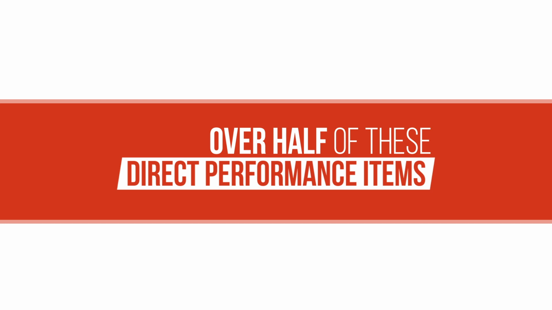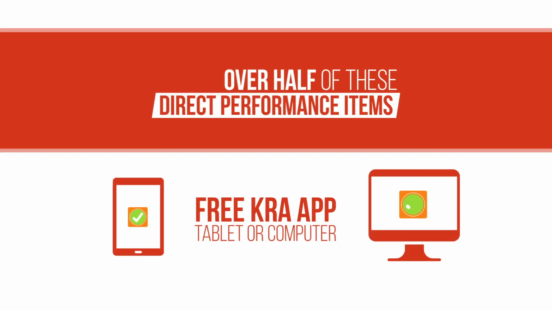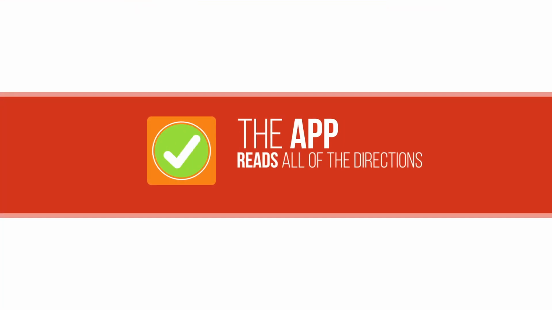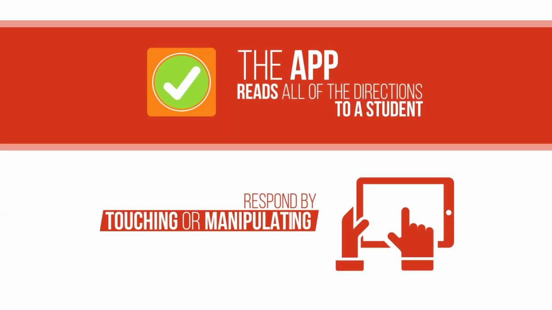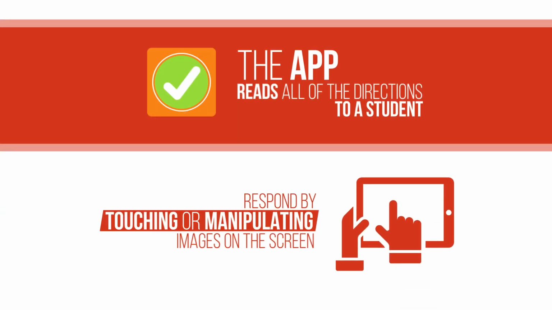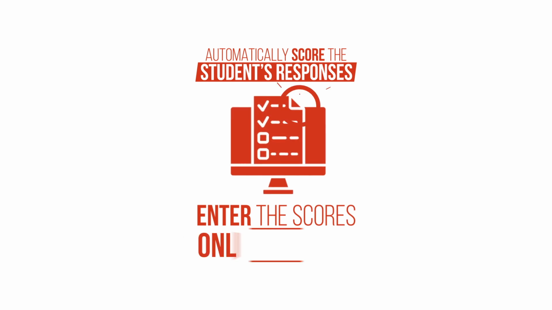If you'd like, over half of these direct performance items can be administered using the free KRA app on a tablet or computer. The app reads all of the directions to a student and asks them to respond by touching or manipulating images on the screen. Then it will automatically score the students' responses and enter scores into the online system.